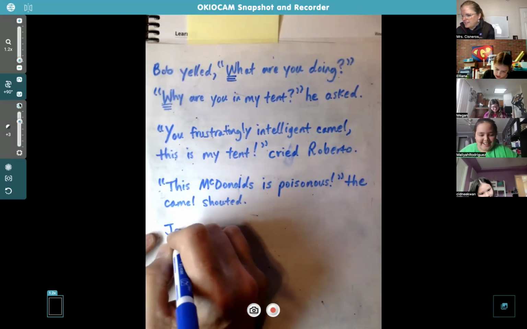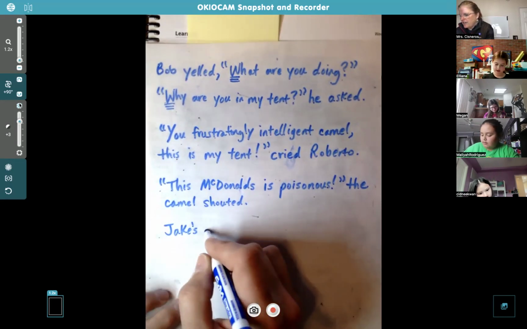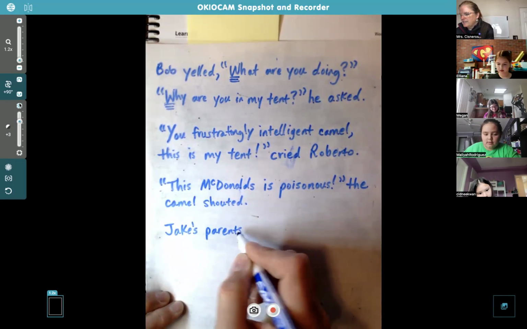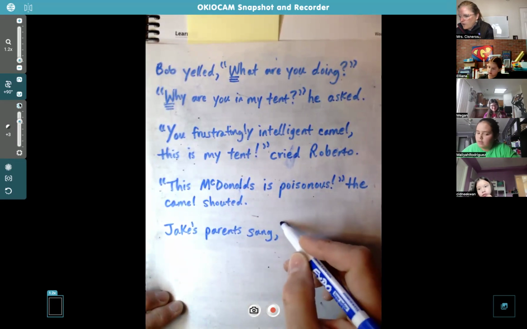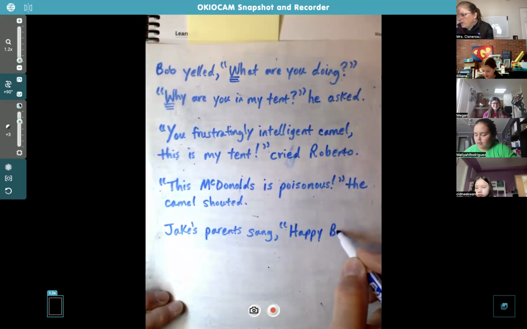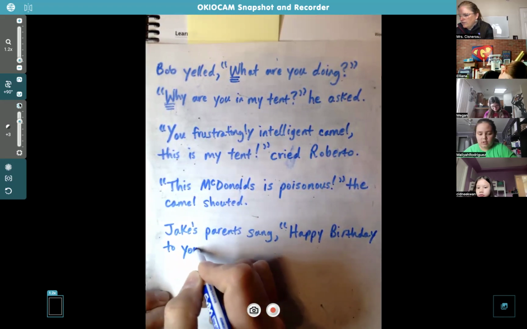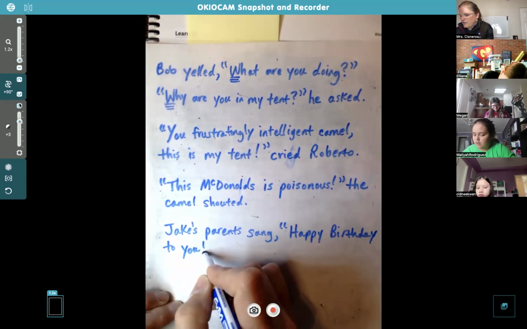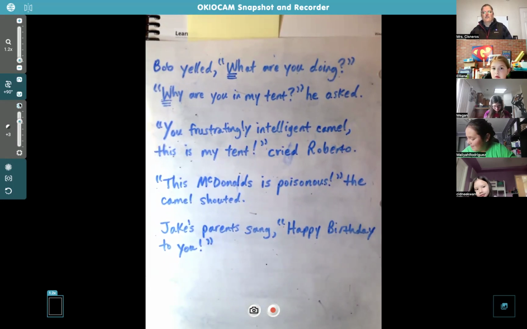Let's put Jake's. That's going to have a capital J because that's a name and it's the first part. Jake's parents sang, comma, quote, happy birthday to you, exclamation point. It's actually a long one. I mean, you could write out the whole song if you wanted to. I'm just going to do the first line. Happy birthday to you. You guys know the song.